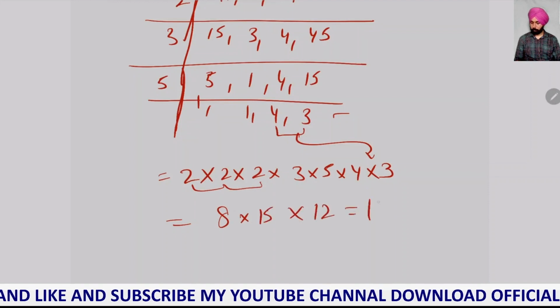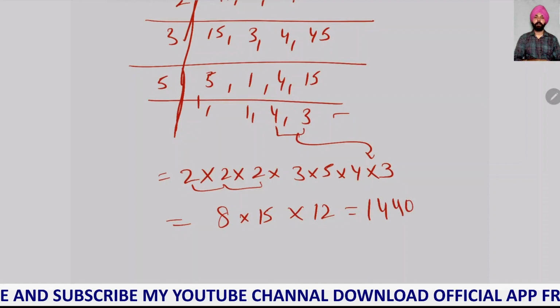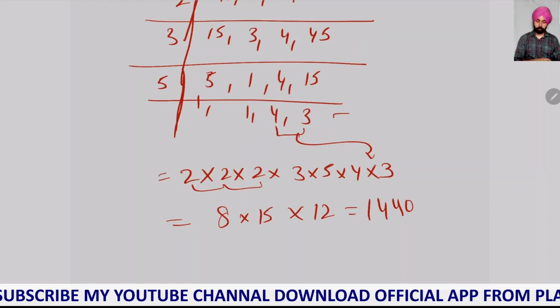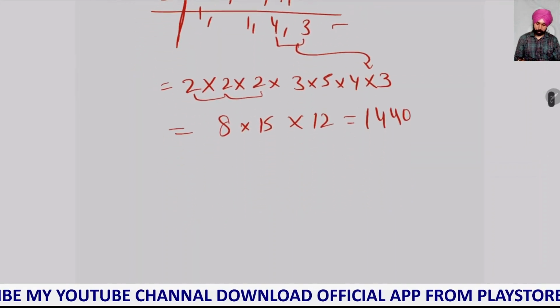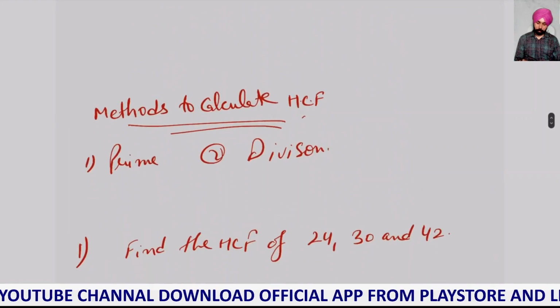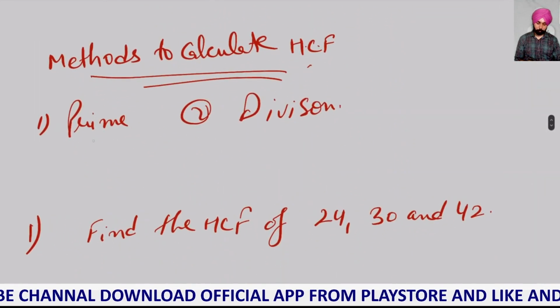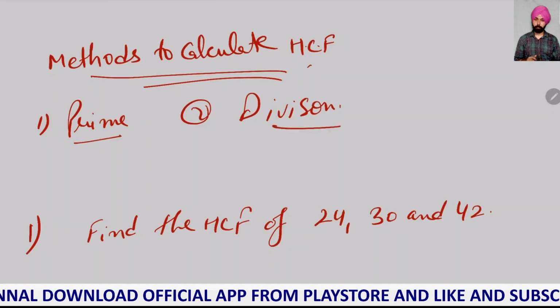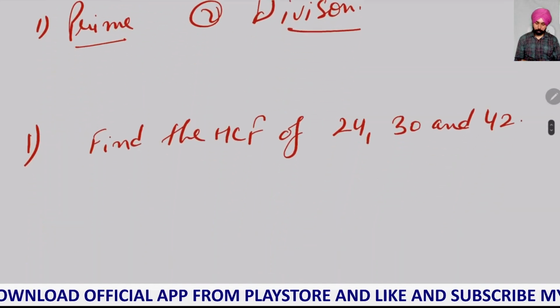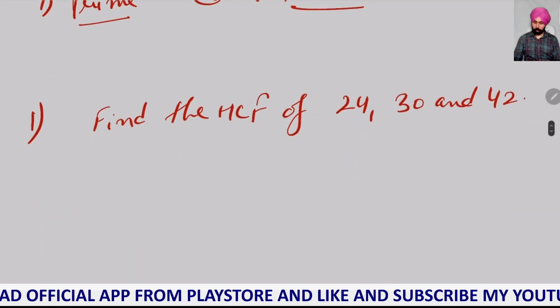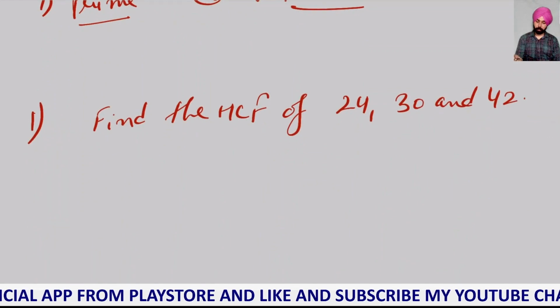Last time we used the prime factorization method to calculate HCF. Now we will use the prime factorization method to find the HCF of 24, 78 and more numbers.